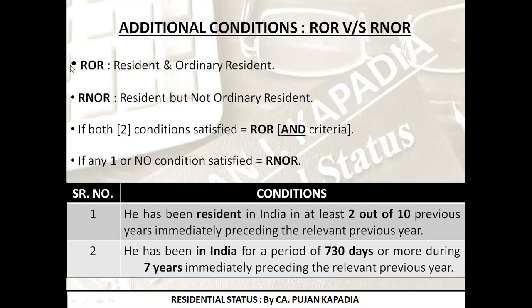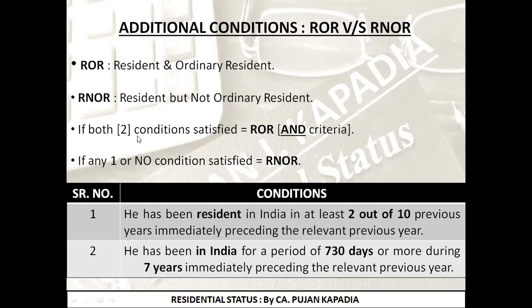Now let's look at the full form. What is ROR? ROR stands for resident and ordinary resident. What is RNOR? It stands for resident but not ordinary resident. Now let's understand the criteria.